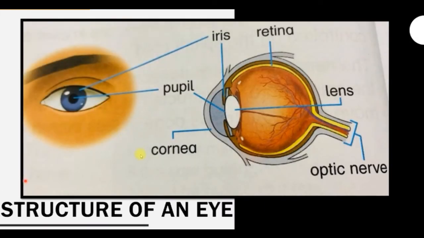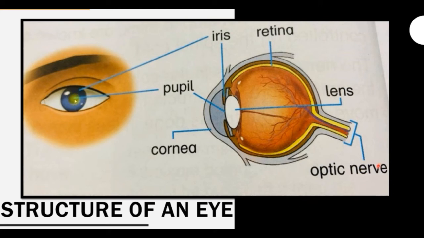Now, let's discuss the internal structure of the eye. As you can see here, this is the colored part of your eye, and it is known as the iris. See in this picture, this is the colored part, and this is known as the iris. After that, we have the pupil here. Well, the pupil is a hole in the center of the iris which allows light to enter your eye.